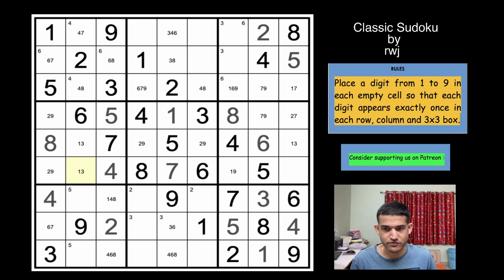Now let's finish off row 6. I have 4, 8, 7, 6, and 5. So this is 1, 2, 3, and 9. And without a 9. So 9. So the moment I saw this, I realized that there is a deadly pattern or a unique rectangle.